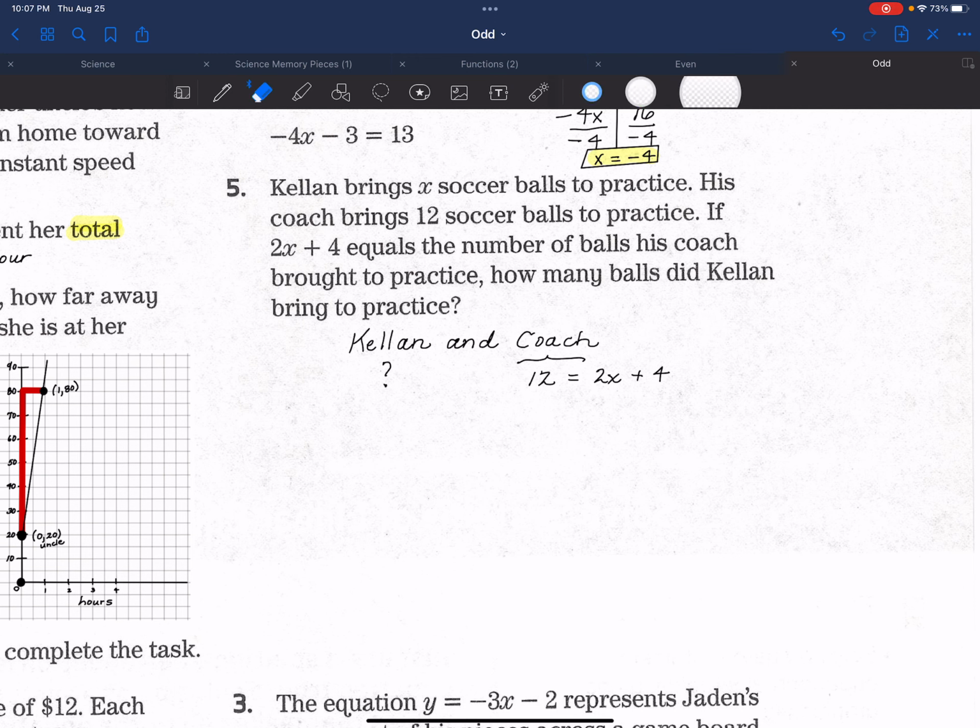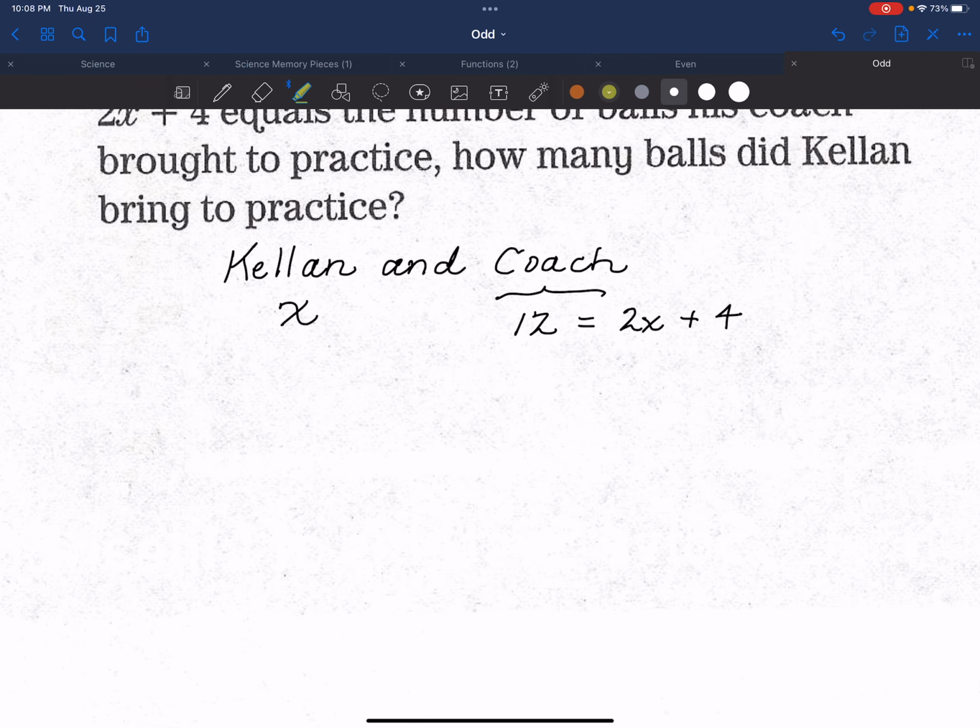And we know that Kellen brought x. So I'm going to assume that this x and this x are referring to the same amount. So if I solve this equation for x, I'm going to know what the value of this x would be. So I'm just going to solve this equation for the value of x.